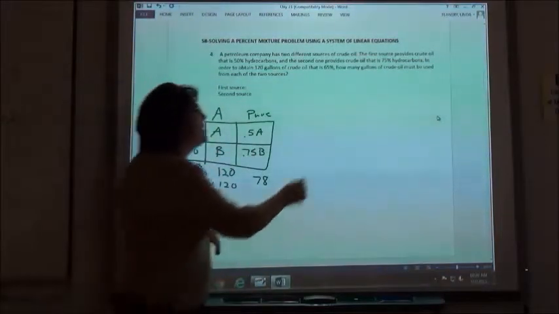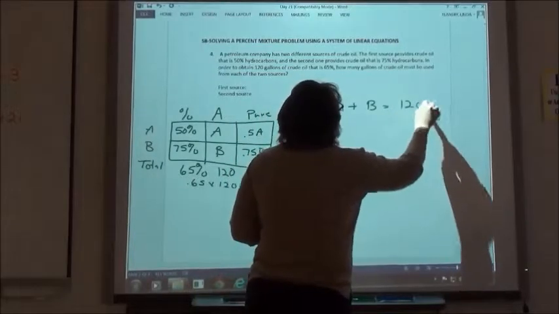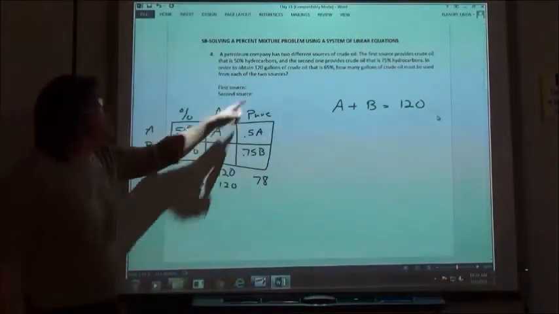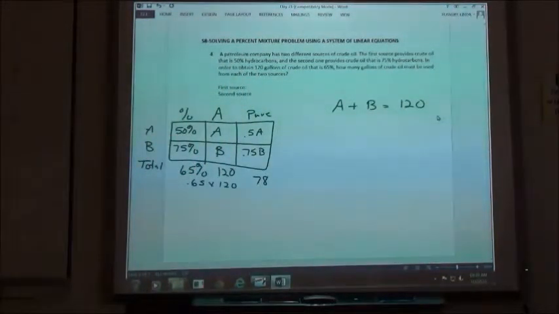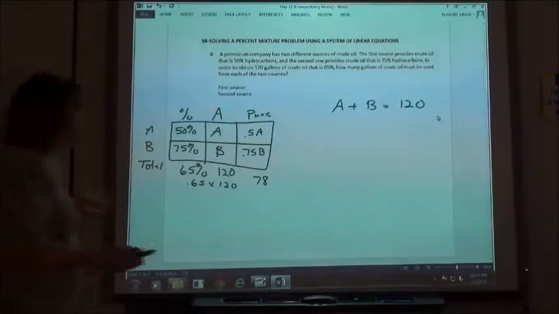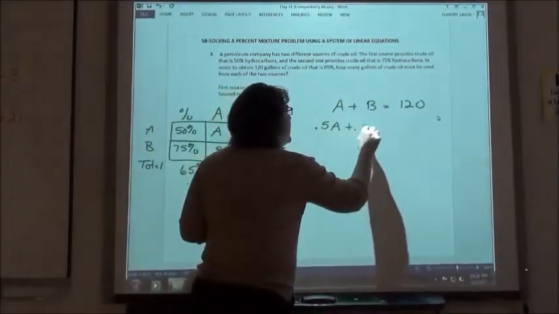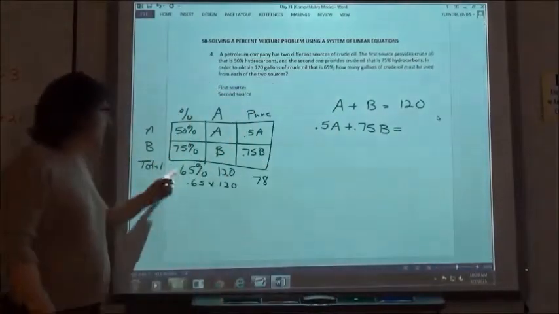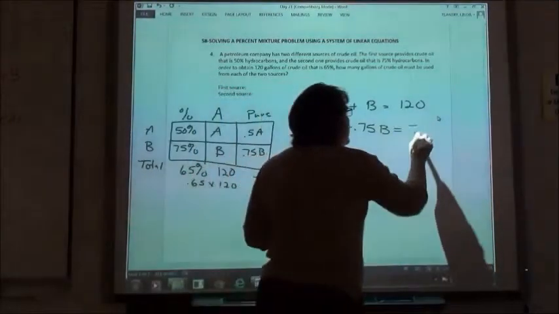So one of my equations is just that A plus B equals the 120. Whatever we had of A plus whatever we had of B made the 120 that we had all together. My other equation comes from my percents. 50% of A plus 75% of B is going to equal my 65% of 120, which we said was the 78.